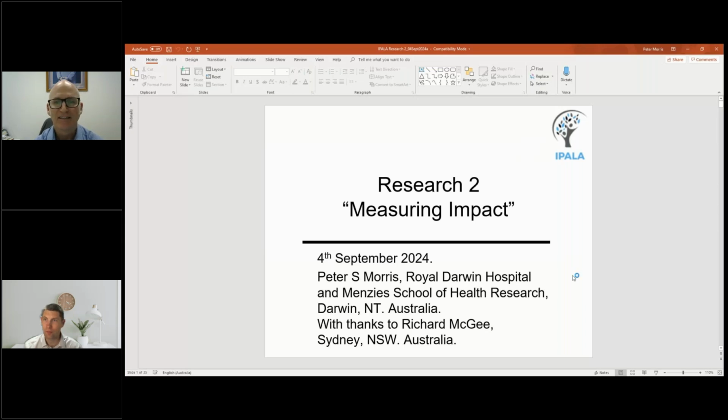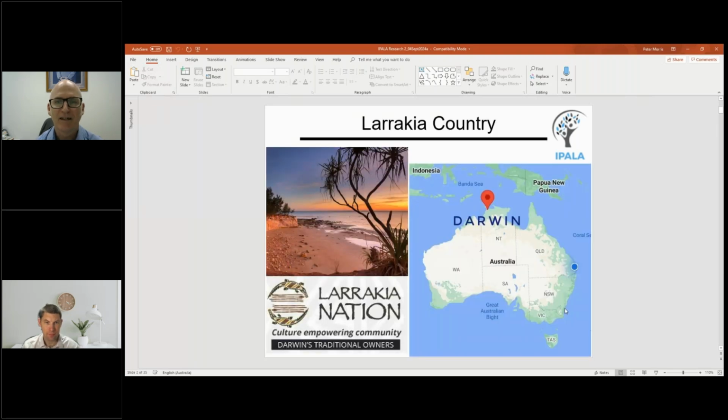So this is the second session on research for pediatric academic leaders, and it's covering measuring impact. I'm a paediatrician at the Royal Darwin Hospital, and I'm very grateful to Richard for organising these sessions. Our custom in Australia is to acknowledge the traditional owners of the land where we live and work. I'm in Darwin, at the Royal Darwin Hospital, situated on Larrakia land, and I'd like to acknowledge the elders past, present and emerging.